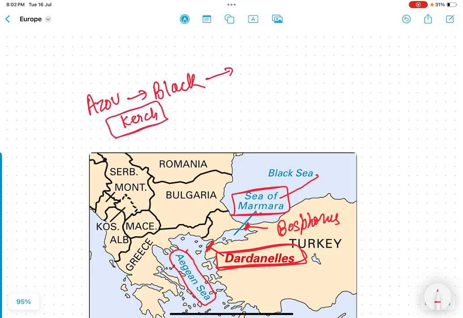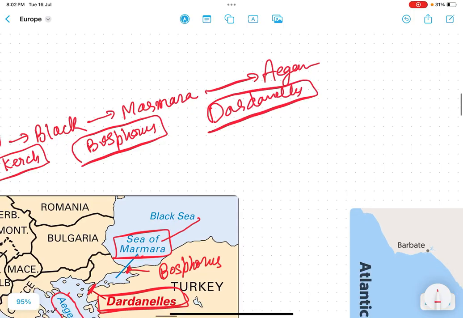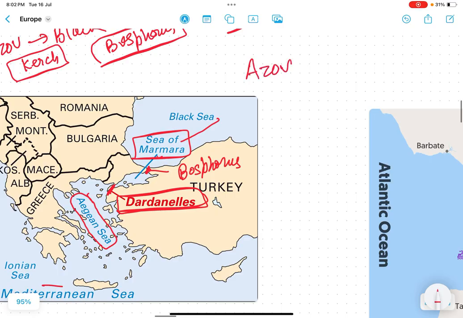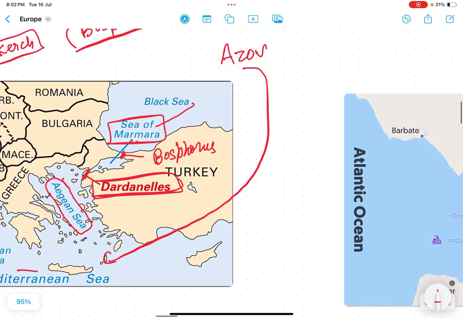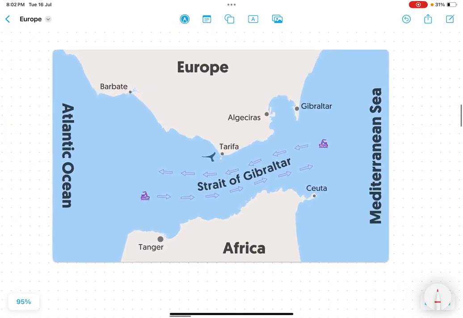So we can say Azov to Black Sea, we have the Kerch Strait. Black Sea to Marmara, we have the Bosphorus Strait. From Marmara to the Aegean Sea, we have the Dardanelles Strait. So these are the straits that help us reach from the Azov Sea to the Mediterranean Sea, right? Through this way.